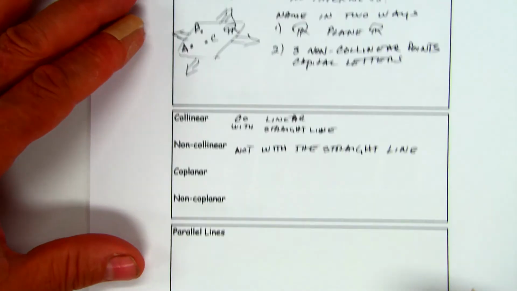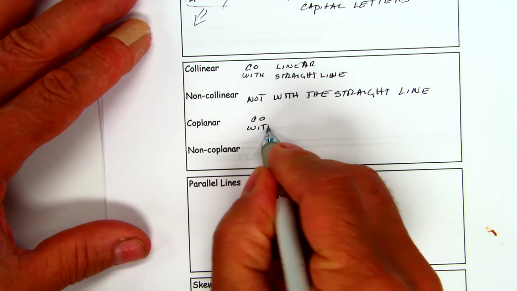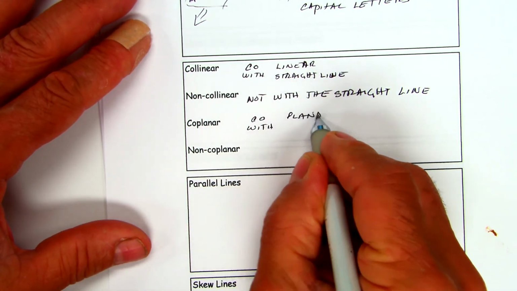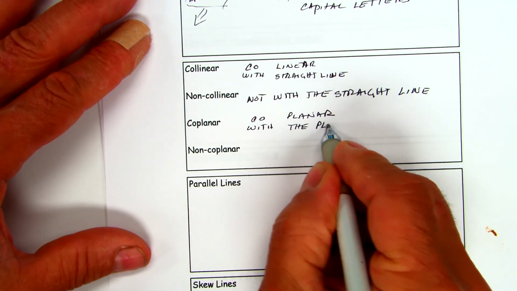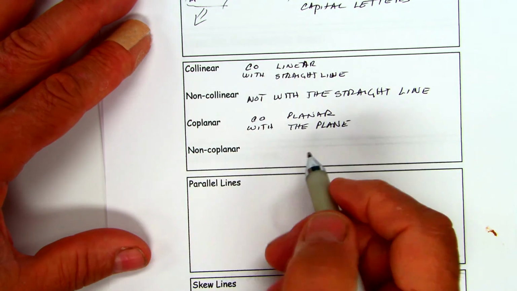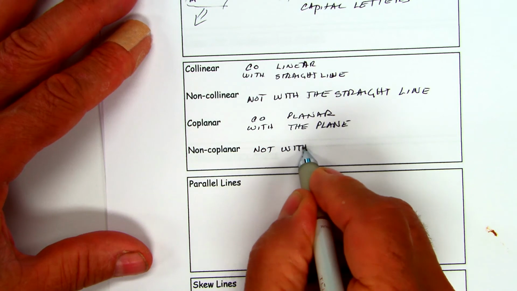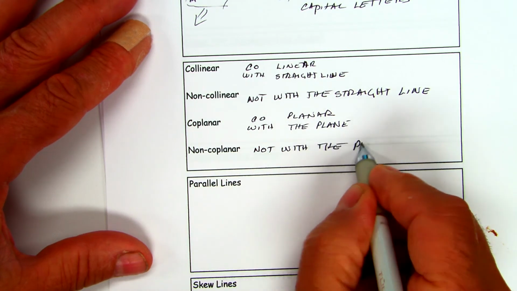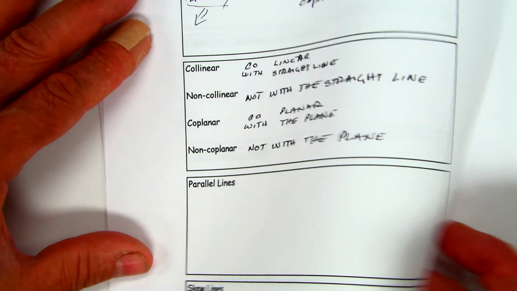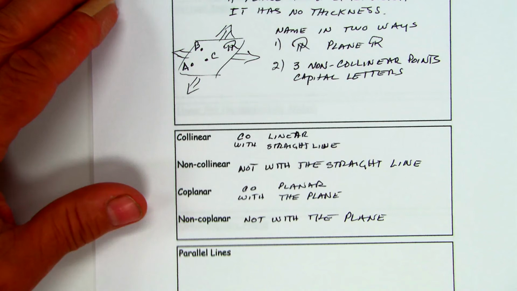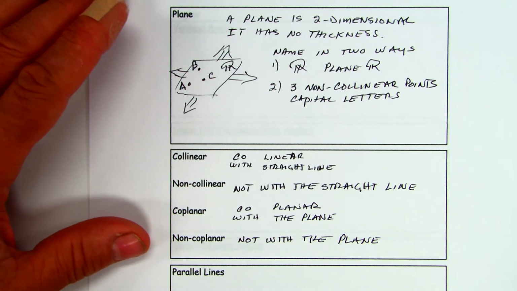Okay, to finish out the definitions, coplanar. Again, co is with, planar is the plane. So it's with the plane. Non-coplanar is not with the plane. Okay, so that pretty much defines planes, the way we name them. Remember, it's two-dimensional, has no thickness.